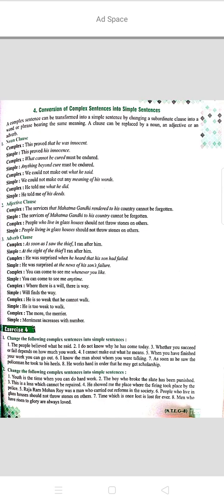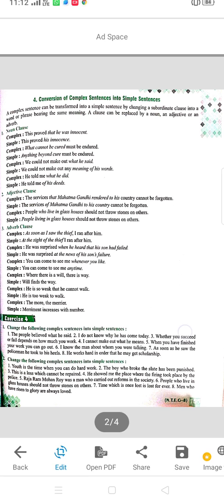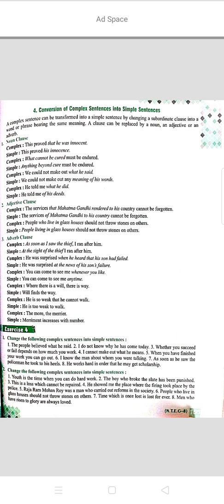Conversion of complex sentences into simple sentences. Now what happens if a complex sentence is given to us? How will we convert it into simple? A complex sentence can be transformed into a simple sentence by changing a subordinate clause into a word or phrase bearing the same meaning. What we did right now, we just have to reverse the process. Whatever subordinate clause is given to us, we have to change it back into the word or the phrase which consists of the same meaning, right?